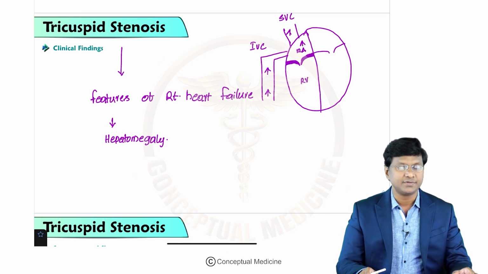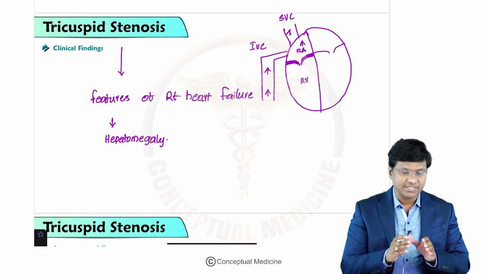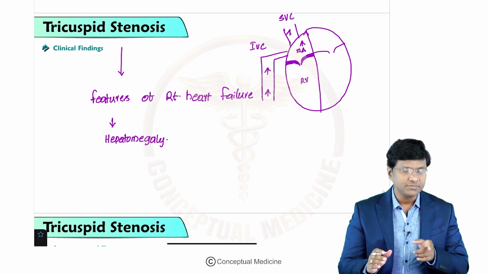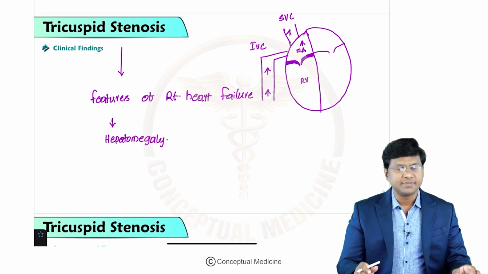So thereby what will happen to the size of the liver? It increases. And surrounding the liver, you have what is called the Glisson's capsule. So once the liver size is increased, the Glisson's capsule which is present around the liver is also being stretched. And thereby the individual will develop what is called tender hepatomegaly.